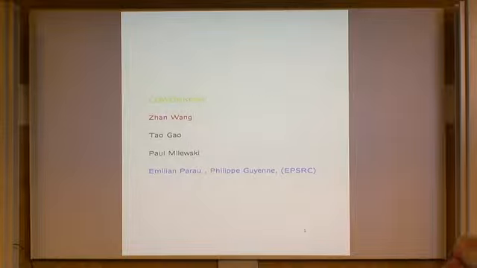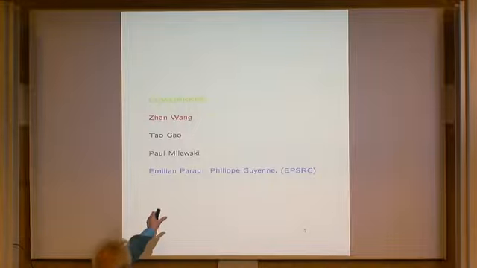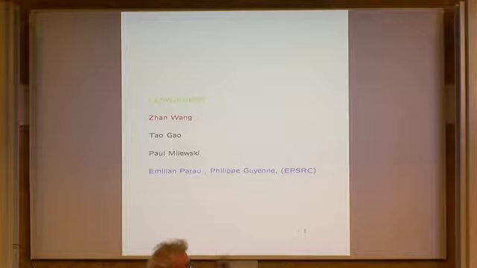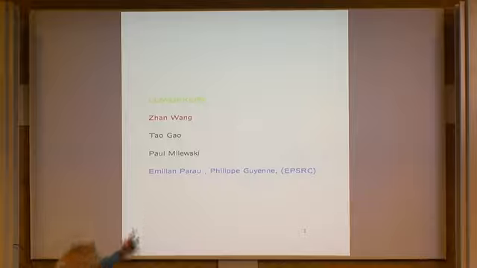First, a list of co-workers. This is part of a general project supported by EPSRC involving the University of East Anglia with Emilien Parau, Bath with Paul Milewski, also Philippe Guyenne as a visitor. There is a student also who did some calculation, Tao Gao at UCL. And of course there is Zhan Wang. His name is in red because he is responsible for a lot of the numerical calculation that we did.